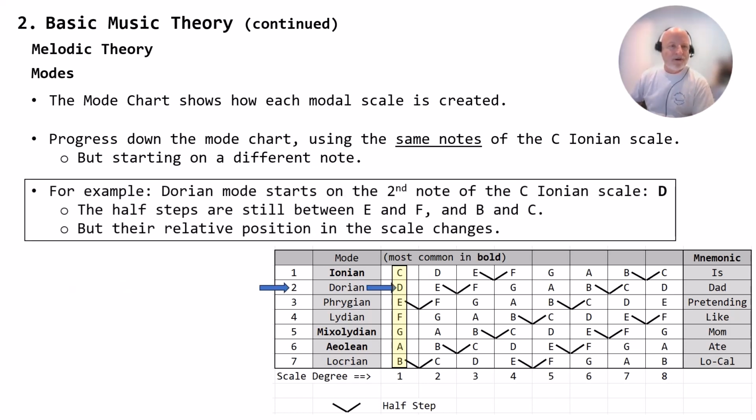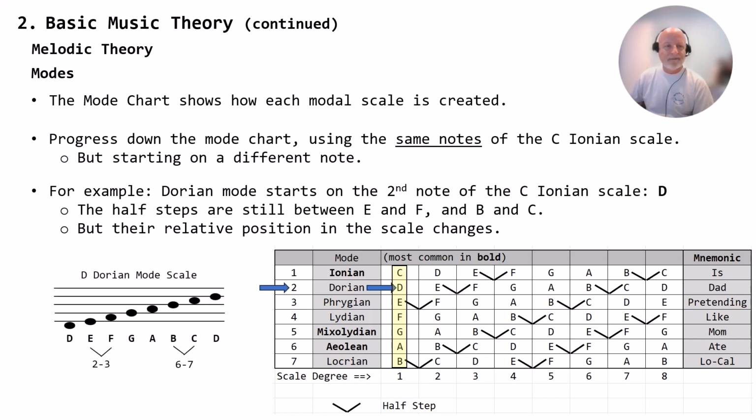So for example, the Dorian mode starts on the 2nd note of C Ionian, D. So that's D Dorian. The half steps are still between E and F and B and C, but their relative position in the scale changes. Here you can see the staff starting at D and moving up all the way to the D an octave above, and the half steps are now between the 2nd and 3rd and 6th and 7th scale degrees. That defines the Dorian mode.